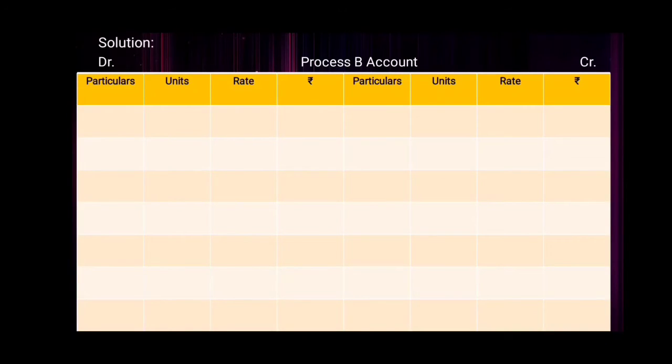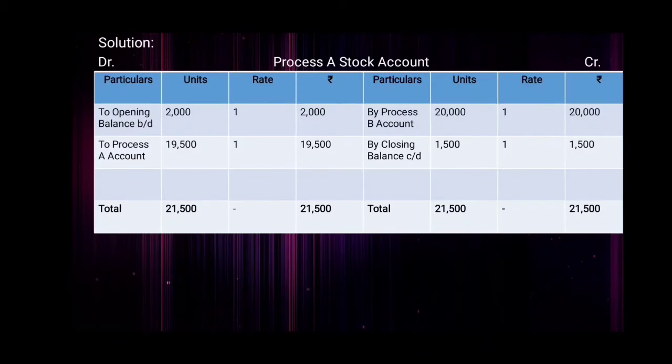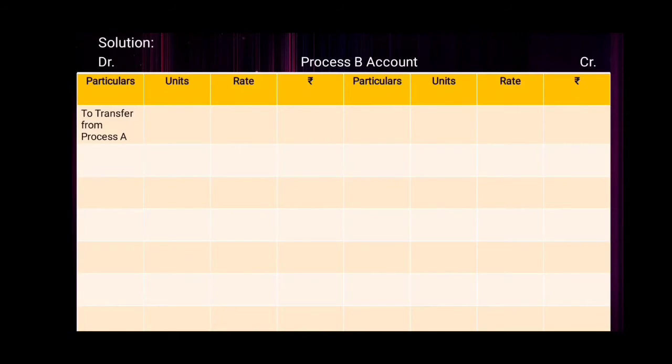Now let us prepare process B account. In process A stock account, we have the balance which will be carried forward to the process B account. So the units are 20,000 at the rate of rupees 1, amount is 20,000, will be transferred to process B account. So we'll record it to transfer from process A 20,000 units at the rate of 1. Total amount will be 20,000.